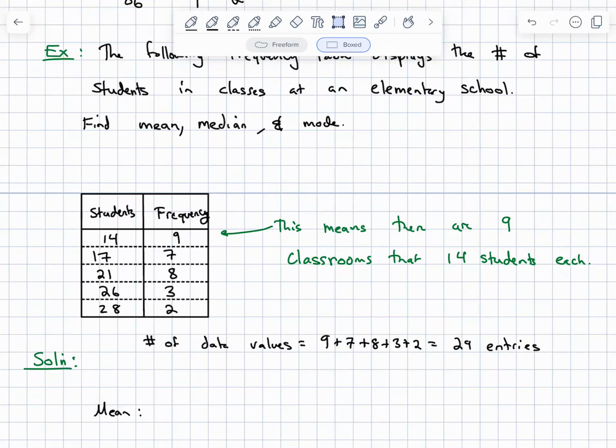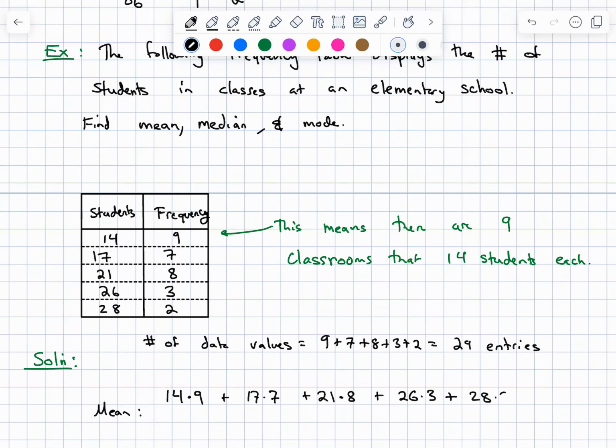So what you can do instead is 14 times 9 plus 17 times 7 plus 21 times 8 plus 26 times 3 plus 28 times 2, all divided by 29, because there's 29 data entries. Take the total of all the numbers, add them all up. And the reason why it's 14 times 9 is, once again, there are 9 14s. So that's the same thing as 14 times 9.